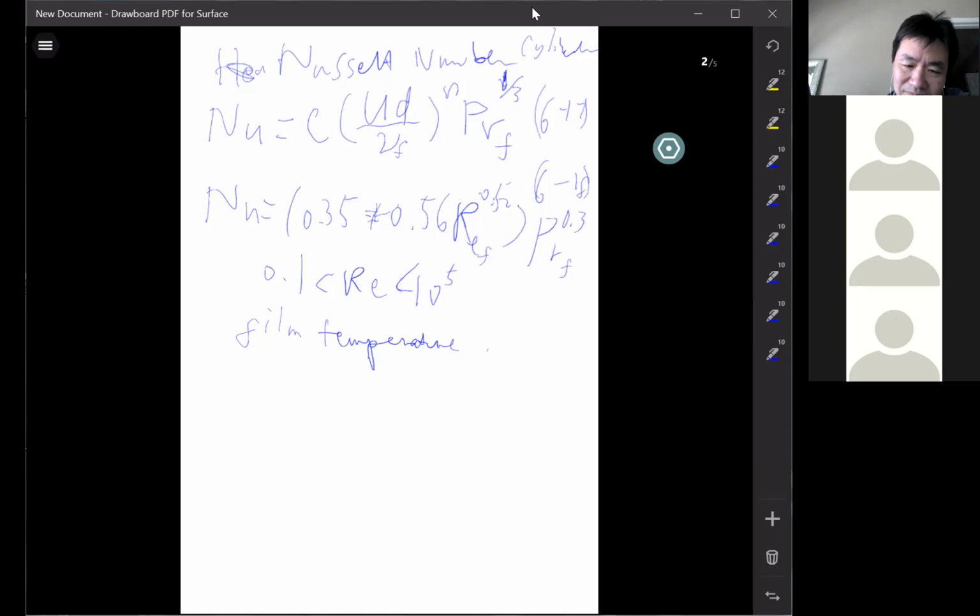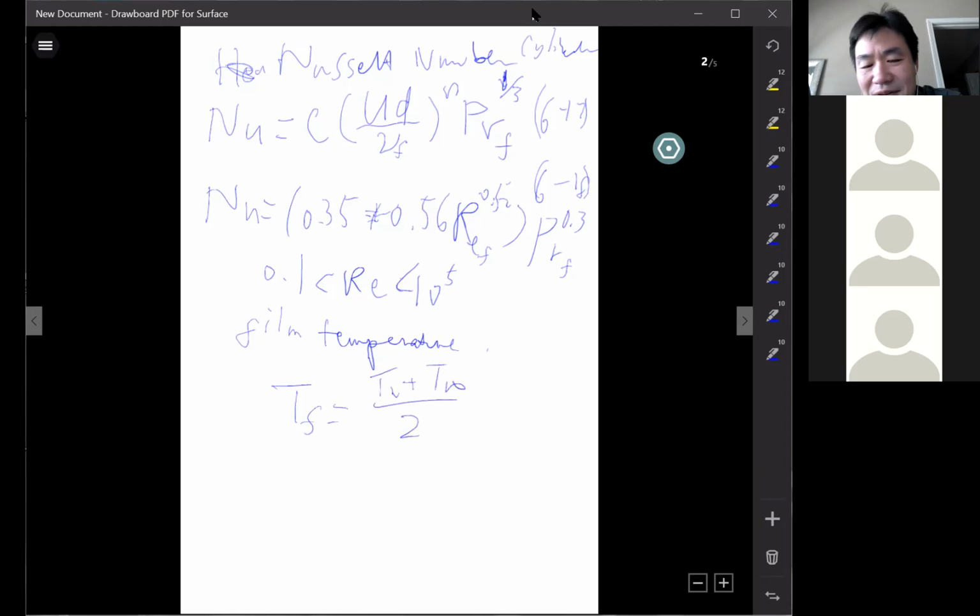It's the average of the wall temperature and the, well, liquid temperature. That's right. Fluid, not necessarily liquid, right? So it's a film temperature. Some of the equations you will see later are estimated from the fluid temperature only.